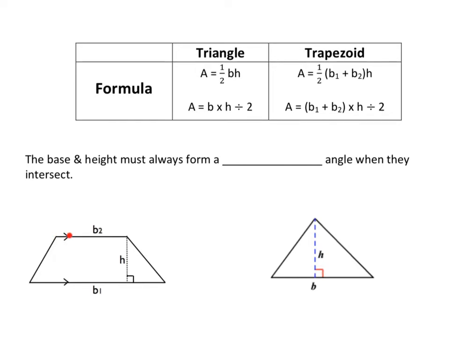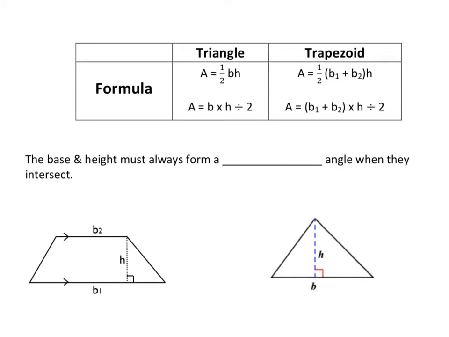Now, on the trapezoid, it's the same thing. We have our base here and here. There's two bases on a trapezoid. The height comes down and intersects, and it makes that right angle right there. It also makes a right angle right here. That's how you know your bases.